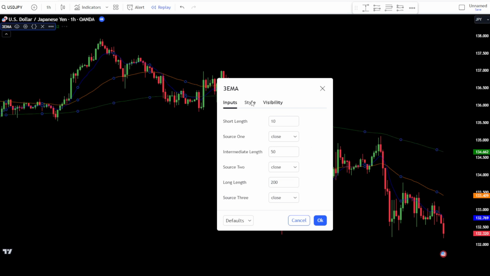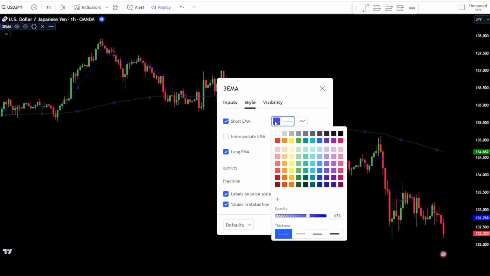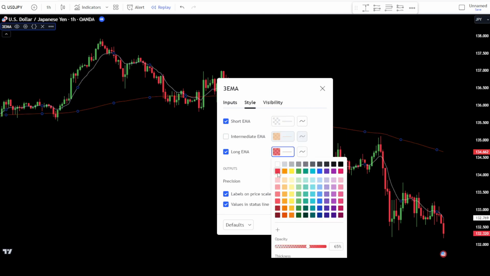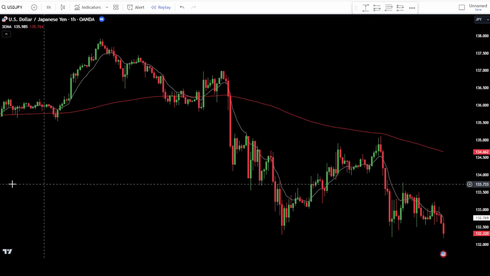After that, navigate to the Style tab. In the Style tab, uncheck the box next to Intermediate EMA. Then, customize the color and line thickness of the short EMA and long EMA according to your preference. Once you've made these adjustments, click OK to confirm the changes.